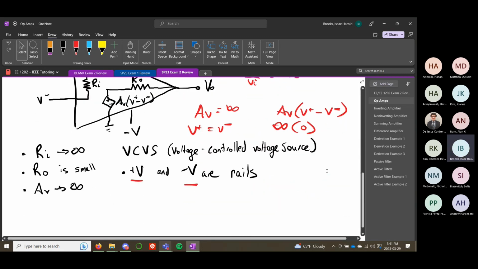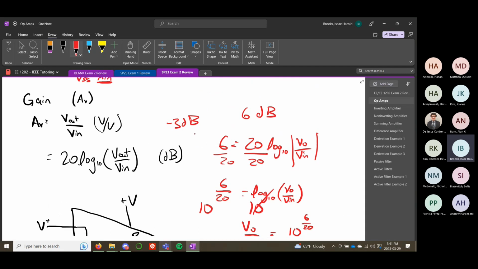Another thing that can be confusing is, if this ratio is negative, that means it's inverting. If your log is negative, that's fine. It just means that it's attenuating and not increasing.